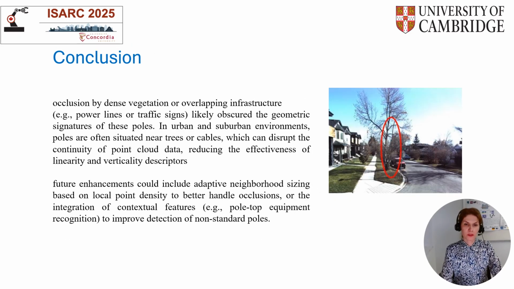In the picture, you can see a pole-shaped object near a tree. Actually, it depicts a case of occlusion. Occlusion by dense vegetation or overlapping infrastructure likely obscures the geometric signatures of these poles. In urban and suburban environments, poles are often situated near trees or cables, which can disrupt the continuity of point cloud data, reducing the effectiveness of linearity and verticality descriptors.